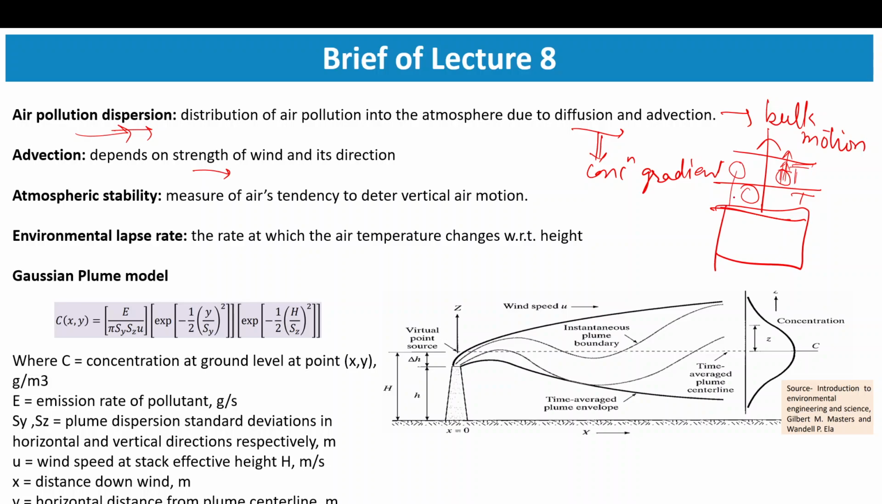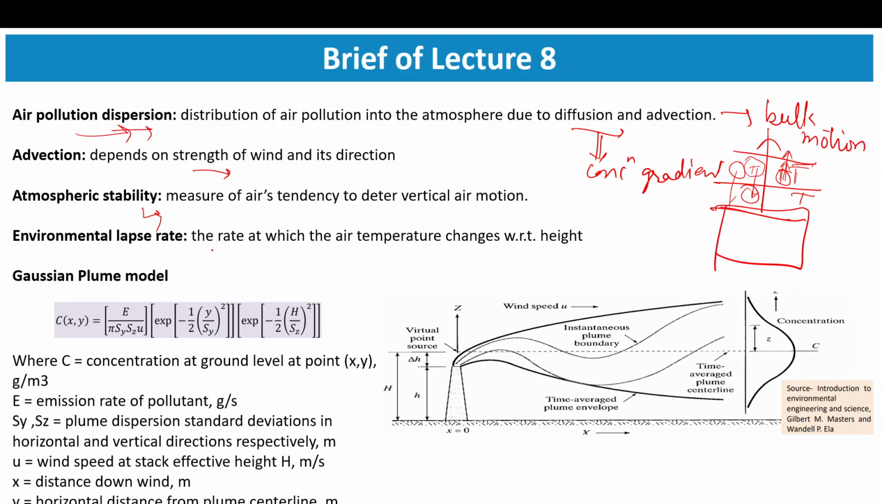Now a stable situation is when you have a cool packet, say, with a condensed or lower temperature, then it will tend to move downward due to higher density. So this is a stable situation. And when you do not have a temperature gradient, then it will be in a neutral condition. So these are the terminologies for air stability.